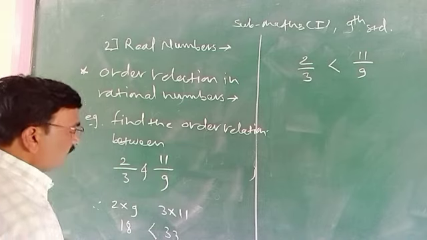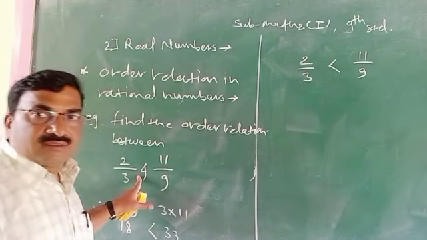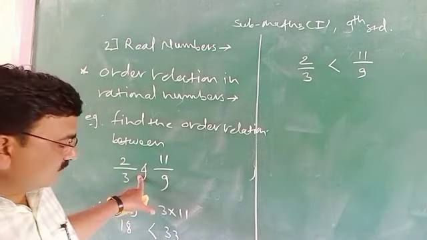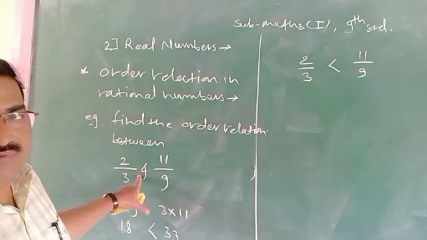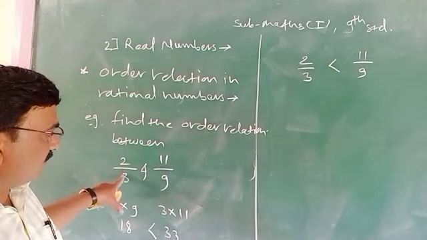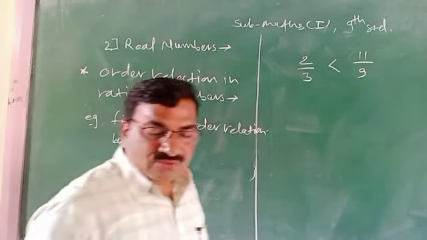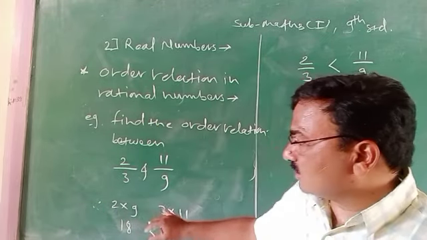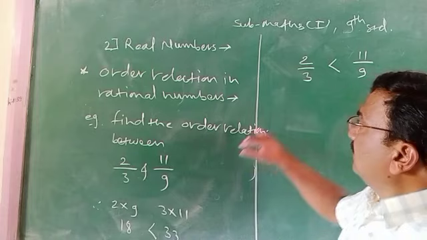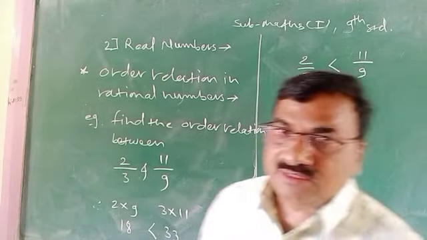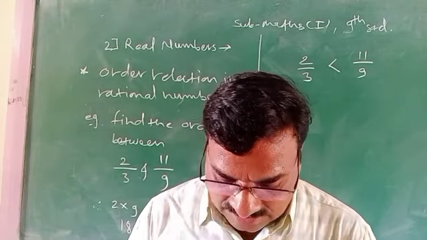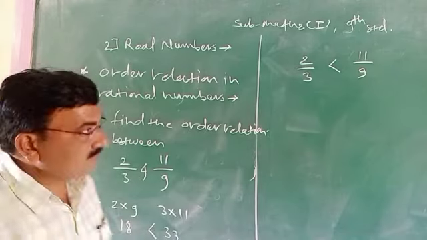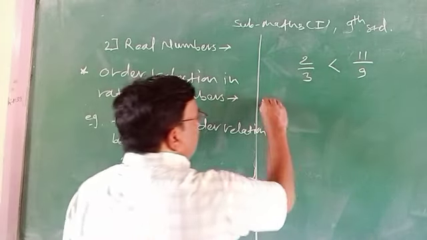This sign we have to use in our question. Which is the question? Decide between 2 upon 3 and 11 upon 9. We have to decide which is the greater or less or equal number. By taking cross multiplication, we can decide the order relation between those two numbers. Then, property of rational numbers.